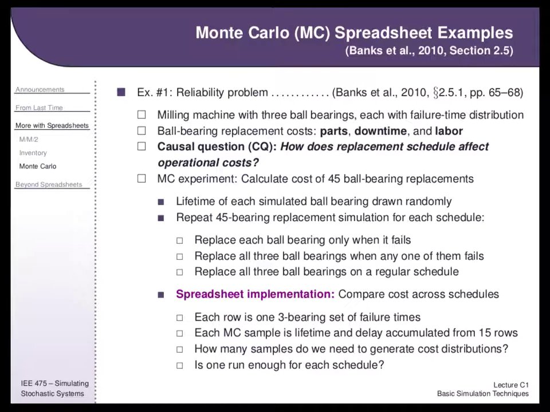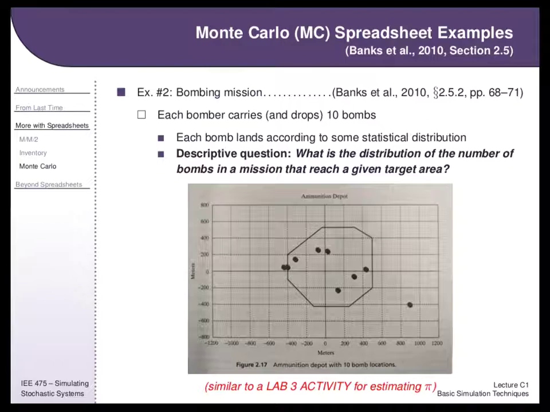Other standard Monte Carlo things are, I have a function of a bunch of random variables. I don't know what the distribution of that function will be after I add all those random variables together. Let's say every bomber carries 10 bombs. Each bomb has a certain distribution of locations it can fall on.